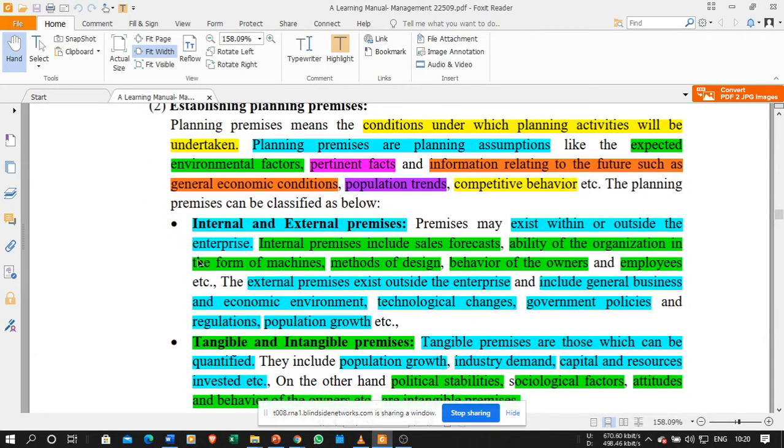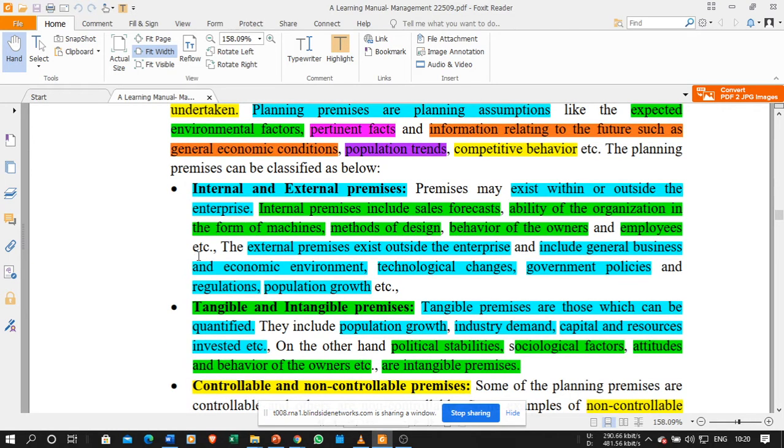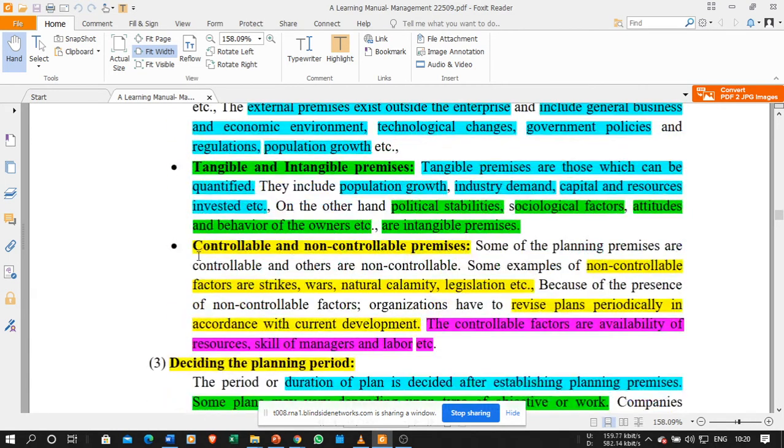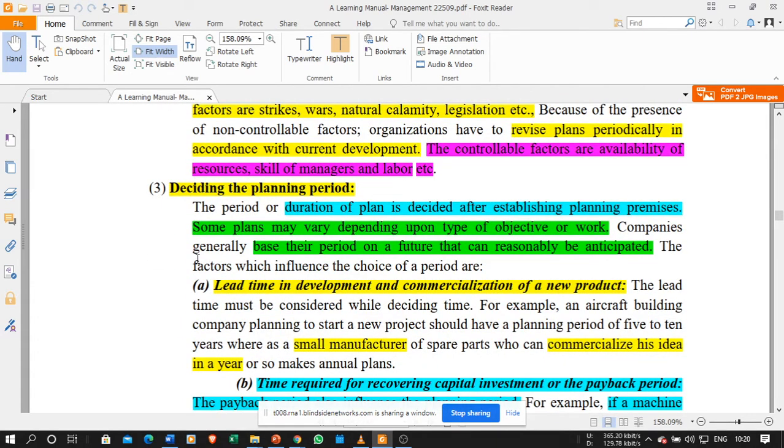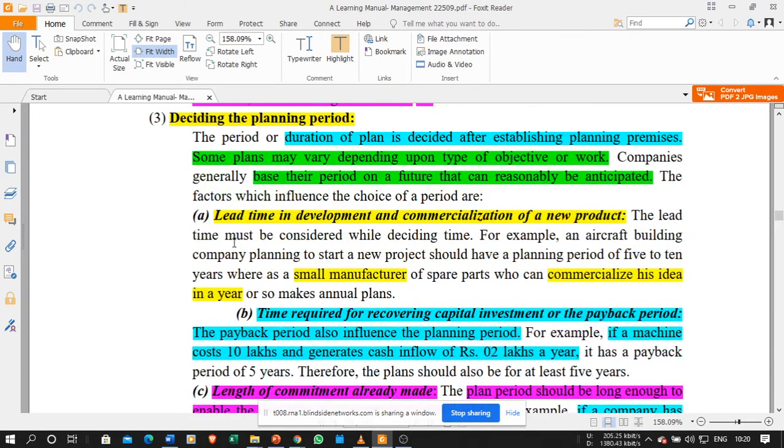For the planning premises we need to consider whether it is an internal or external premise, tangible or intangible, controllable or non-controllable. Then we need to decide the planning period. Okay, the planning period may be from 1 day to a year or a number of years. That may extend depending on the objectives.